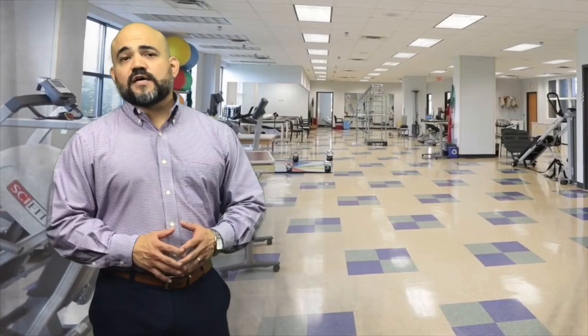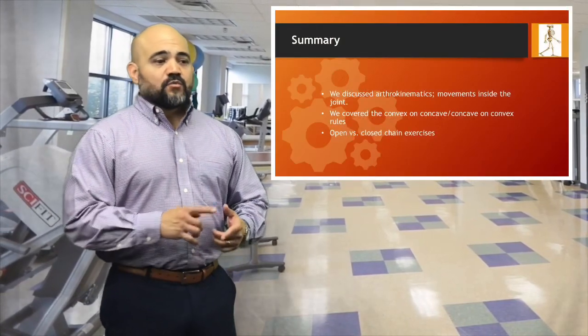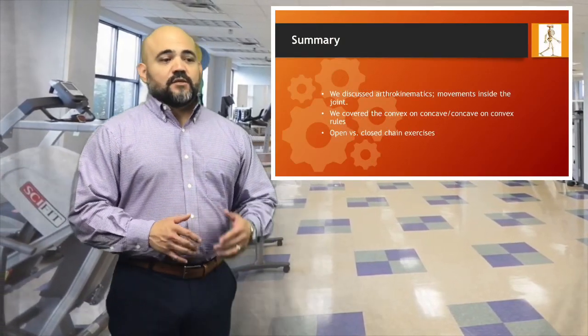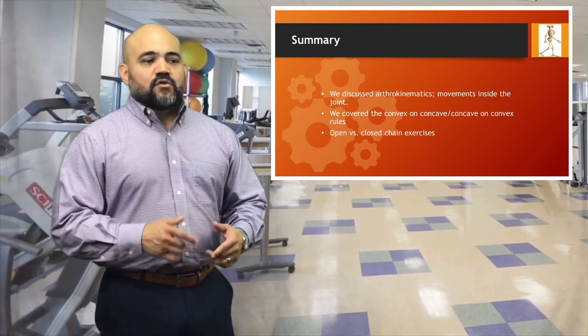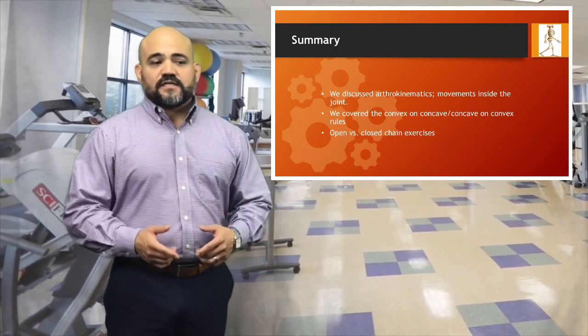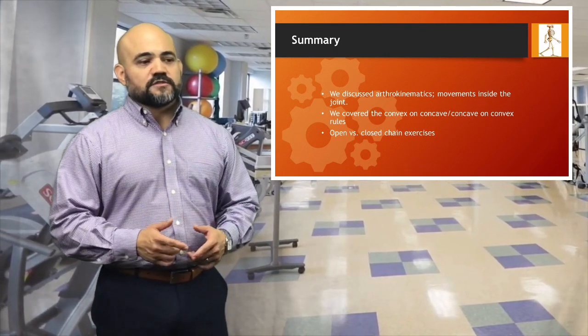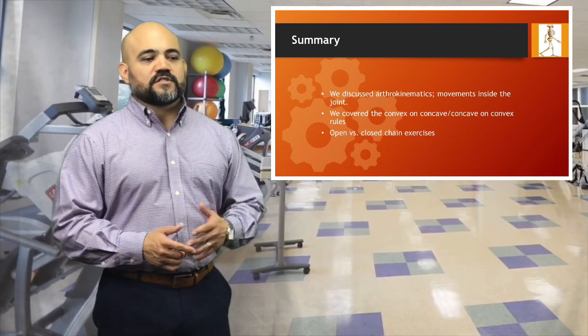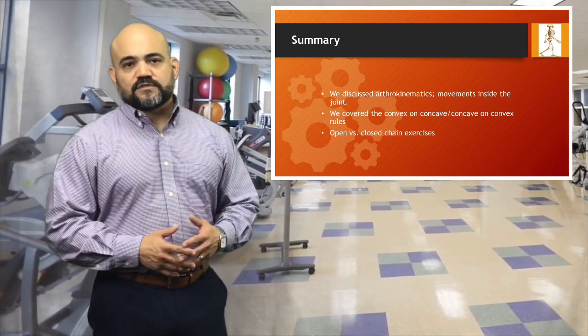So now let's summarize what we discussed today. We talked about arthrokinematics, which are the movements inside the joint. We covered the convex on concave and concave on convex rules. We also talked about open versus closed chain exercises and gave a few examples of each.